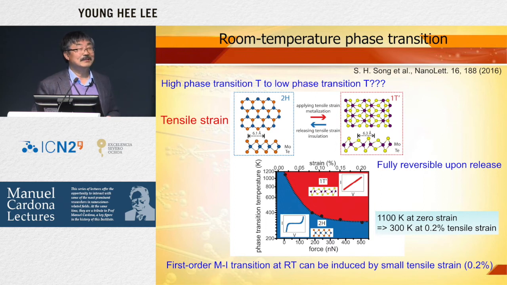which is similar to vanadium oxide. So this is the idea. But anyway, by applying only 0.2% strain, you can lower this transition temperature to room temperature. It is quite amazing.